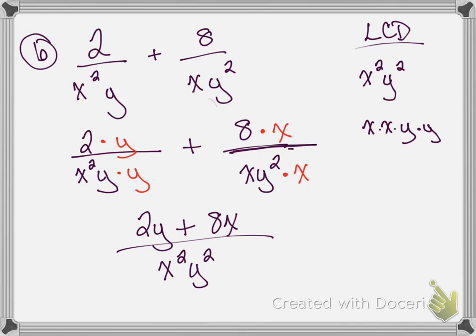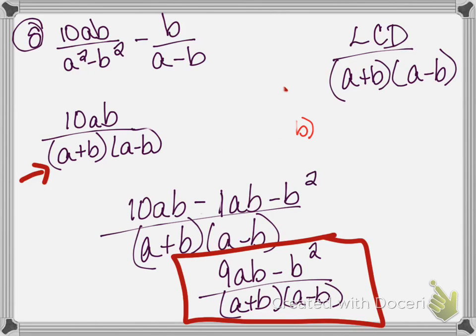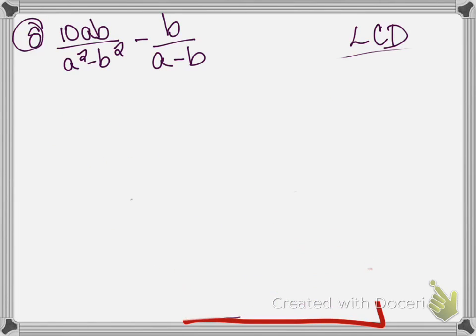Okay. Can I move to the next screen and do the next one? This is number 8, and I want to do number 8 so that we can make sure we get it done, because I had a lot more people miss number 8 than number 7. So let's look at this. 10ab over a squared minus b squared, minus b over a minus b.